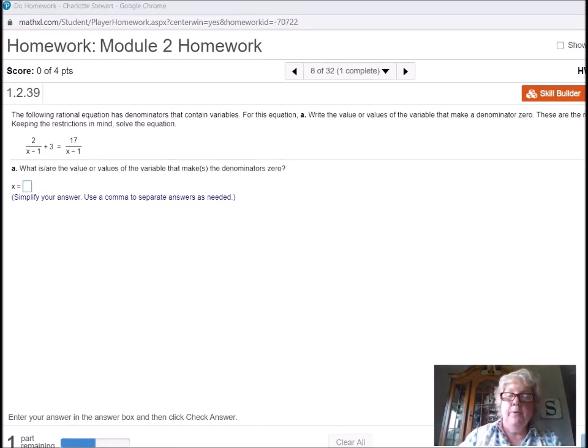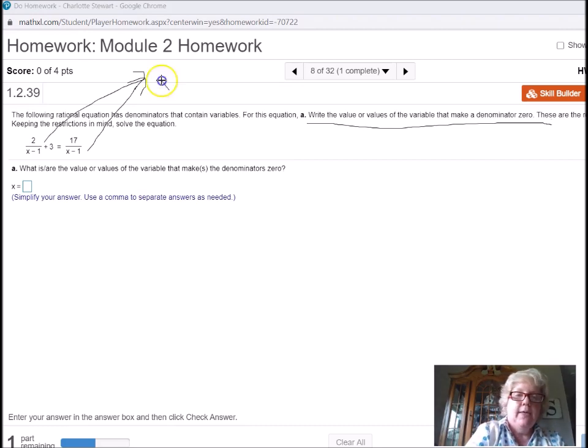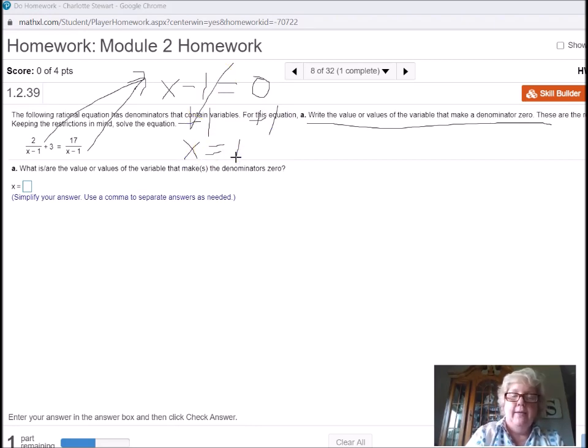Here's another example of a rational equation. Notice that both of the denominators are the same. They're x minus 1. So remember, we need to find the value that makes our denominator 0 first. That's going to be our restrictions. So I take x minus 1, and I always set it equal to 0 and solve. If I add 1 to both sides, then x is equal to 1. Therefore, my first answer for part A is 1.